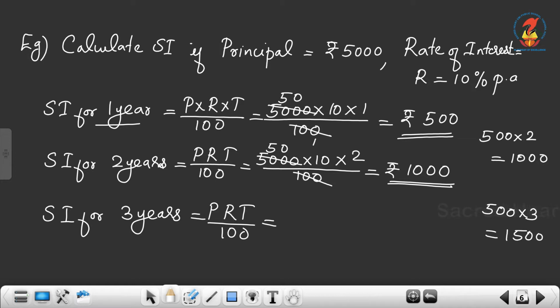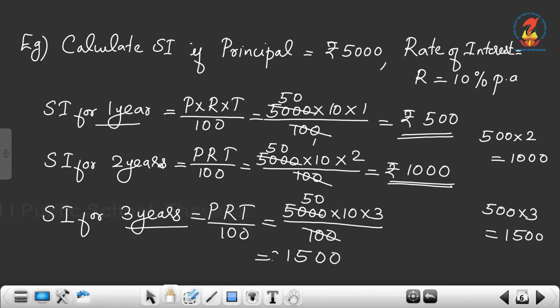Suppose if you use the formula to find out the simple interest for 3 years, it will be 5000 into 10 into 3 divided by 100. So 100 and 5000 we can cancel, so you will get 50. So 50 into 10 into 3, 50 into 10, 500 into 3, 1500. So you will get the interest as 1500.